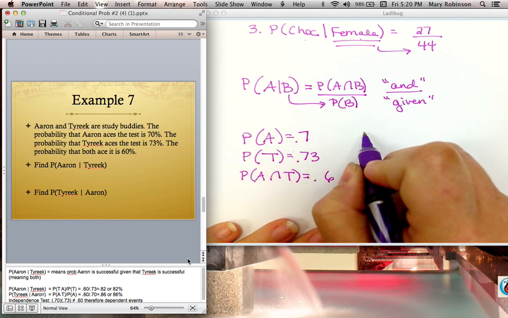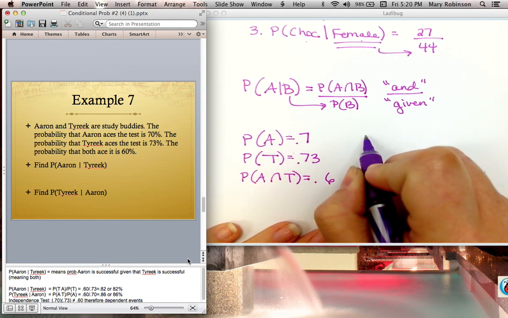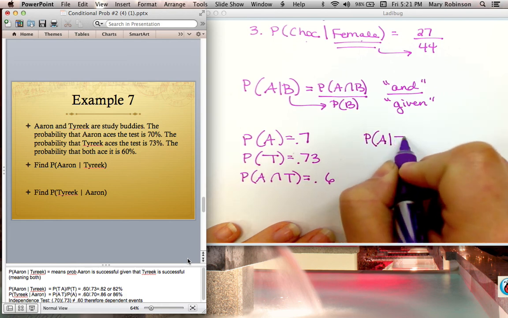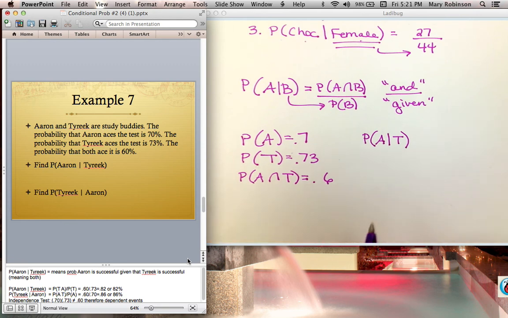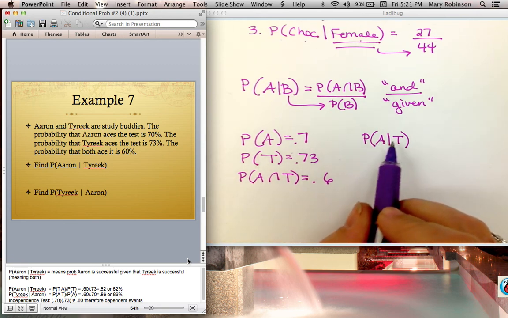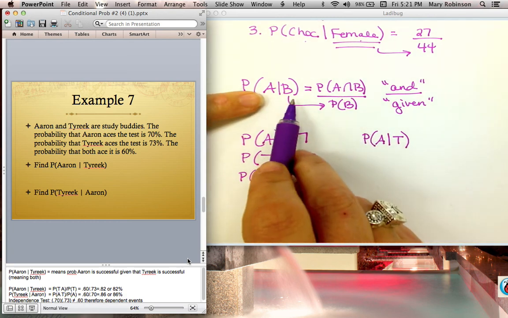So I'm going to look at the question below the problem, saying find the probability of Aaron given Tyreek. What this is asking is, what's the probability that Aaron will ace his test given that Tyreek aced his test? Well, think about this formula up here.